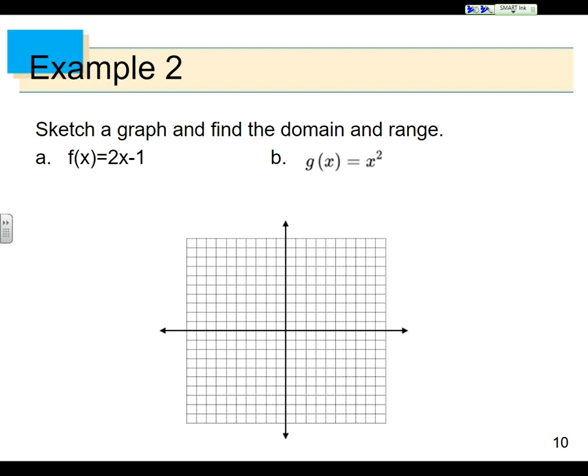I'm going to expect you to know what this is right here. F of x equals 2x minus 1. Y equals mx plus b. It's a linear equation, okay? And so I'm going to go to my y-intercept right here, which is at -1. And then this is my slope. I just rise 2, run 1. Rise 2, run 1. And so I'm going to get this nice, healthy line.